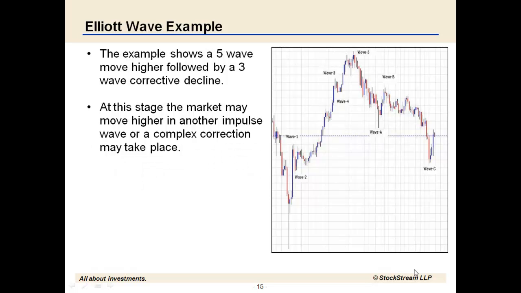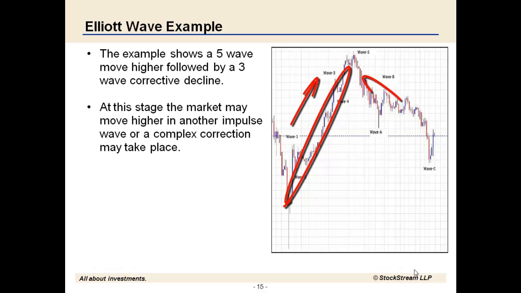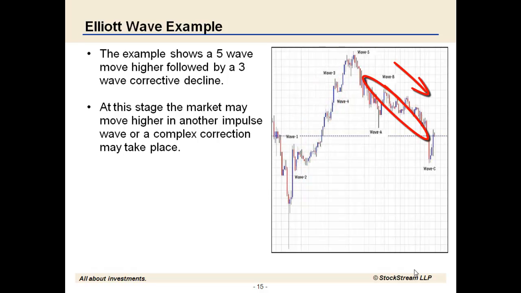The example shows a clear 5-wave impulsive move higher, followed by a 3-wave corrective decline. The next move could be either an X wave, followed by a complex correction, or the beginning of an impulsive wave. Based on this analysis, our trade plan would be to buy this currency pair with stops below the wave C lows and targets above the wave 5 highs.